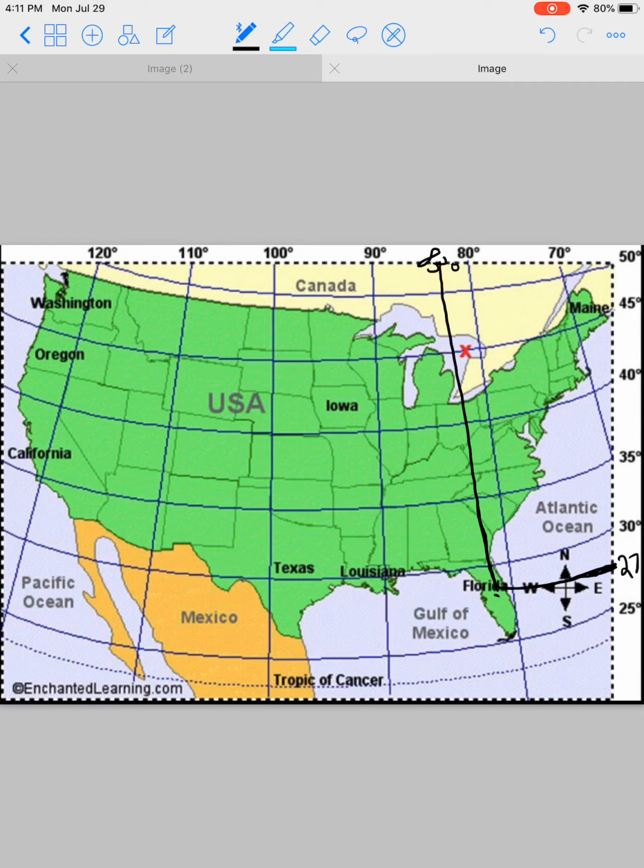Therefore, the D in Florida is located at 27 degrees north. We separate the directions by comma. 83 degrees west.